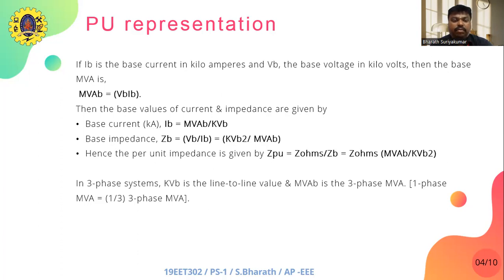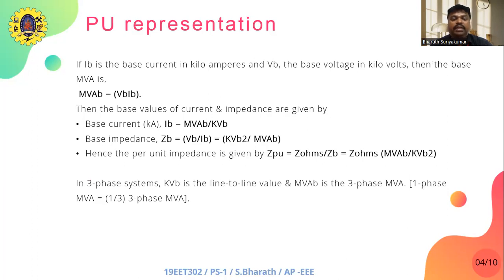Voltage, base voltage into base current. Then the base values of the current and impedance are given by: base current in kA, IB, is equal to MVAB divided by KVB. So MVAB is the power, divided by KVB, the voltage, which gives you the base current.